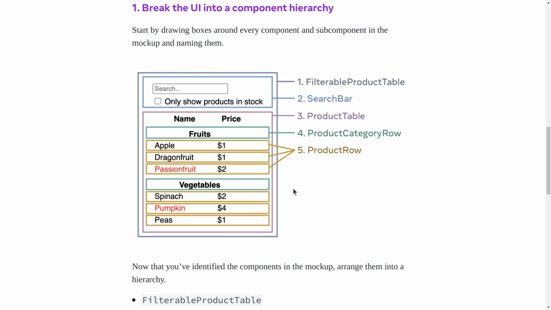Here the outer layer is named FilterableProductTable, which contains 2 child components. One is a SearchBar, which contains a search box and one checkbox. The second child is a ProductTable, which contains the header, name and price. Another child of the ProductTable is a ProductCategoryRow, then a bunch of ProductRow. This ProductCategoryRow and ProductRow are repeating. However many categories there are, that many ProductCategoryRows will be there, and like that. I think you got the point.